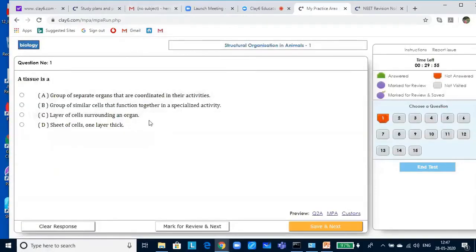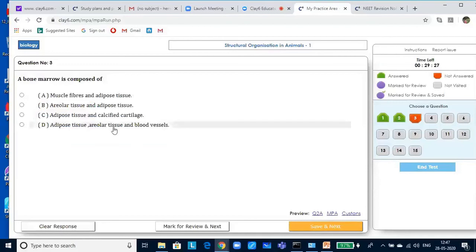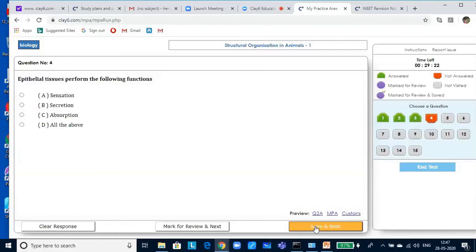So a tissue is a group of similar cells that function together in a specialized activity. So that is the answer. What is not true about glial cells? Glial cells secrete neurotransmitters that facilitate synaptic transmission. That is wrong. Bone marrow is composed of adipose tissue, areolar tissue, and blood vessels. Epithelial tissues perform the following functions. They perform all the functions, so it is all of the above.